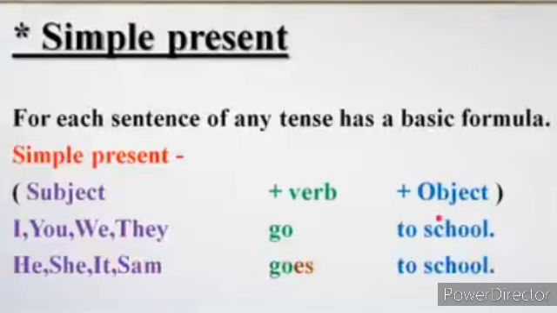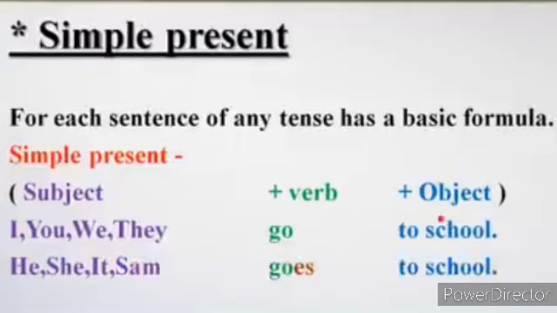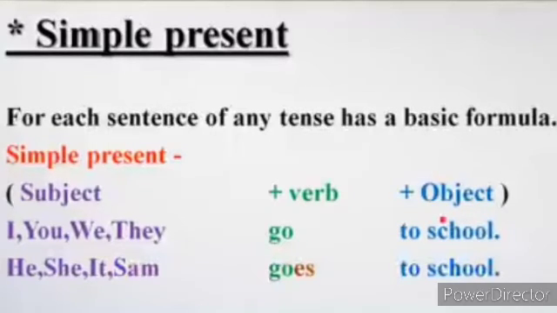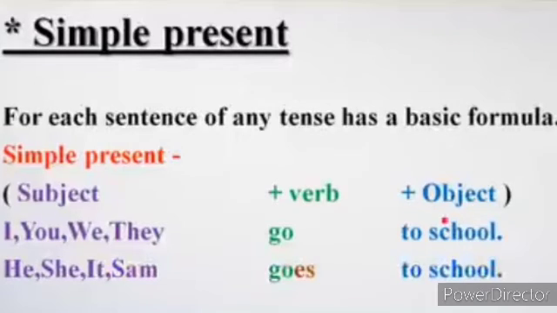So first what will come? Subject plus verb, means action word. It can be take, give, go, walk. These are action words, what you do. Plus object, means at the last portion, that is the object. Means I go to school, you go to school, we go to school, they go to school.